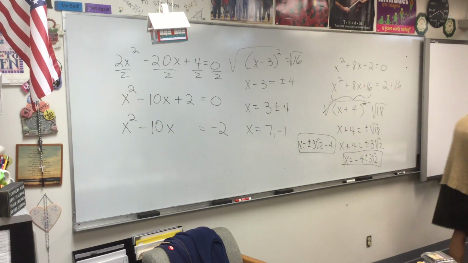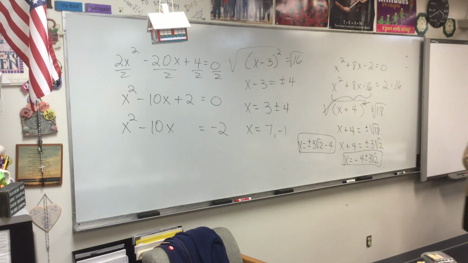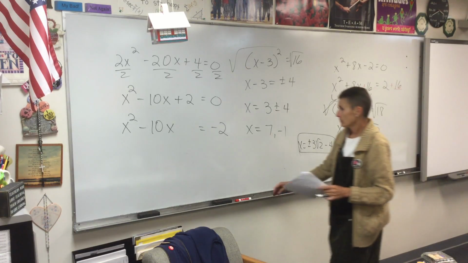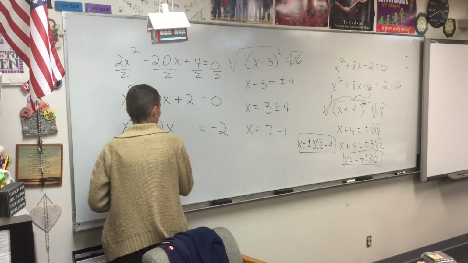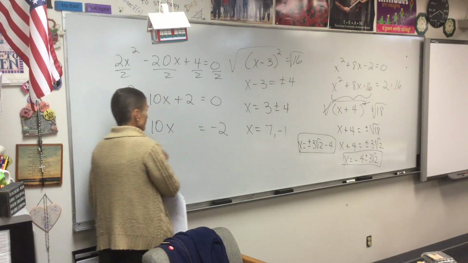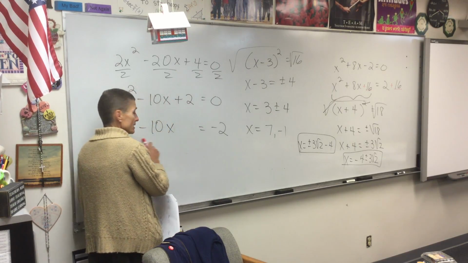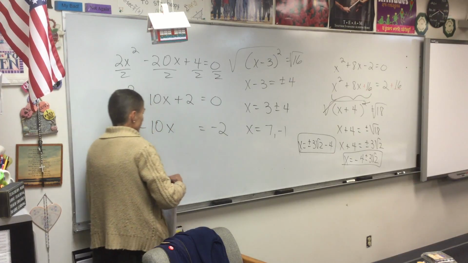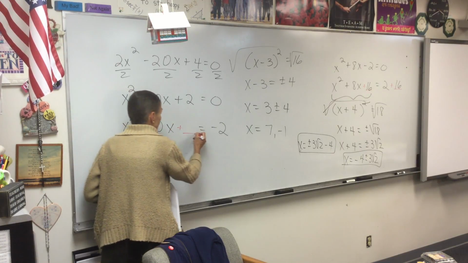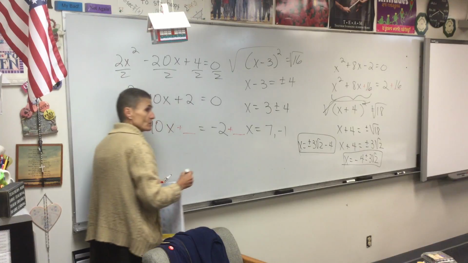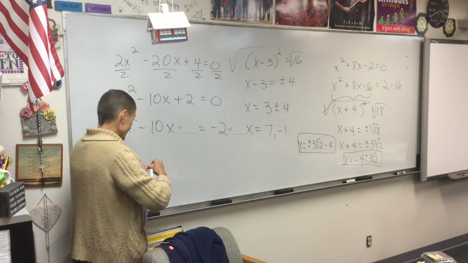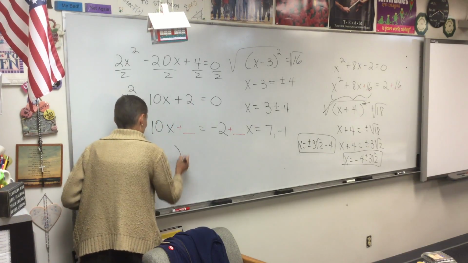Finn, what's next? Oh, not yet, sweet pea. Look where we are. I don't have any squares yet. I gotta do something here. I need to figure out what I'm gonna add to both sides so that I can get a square.